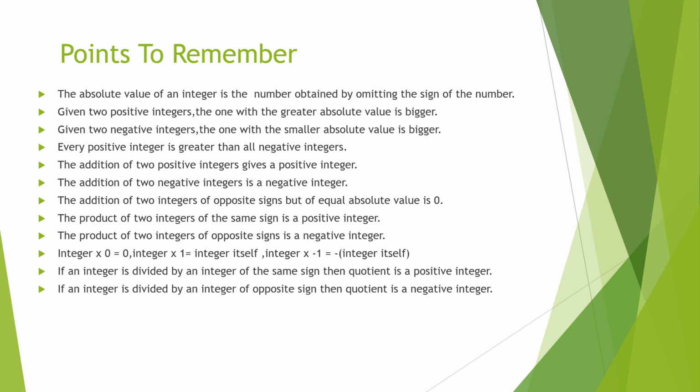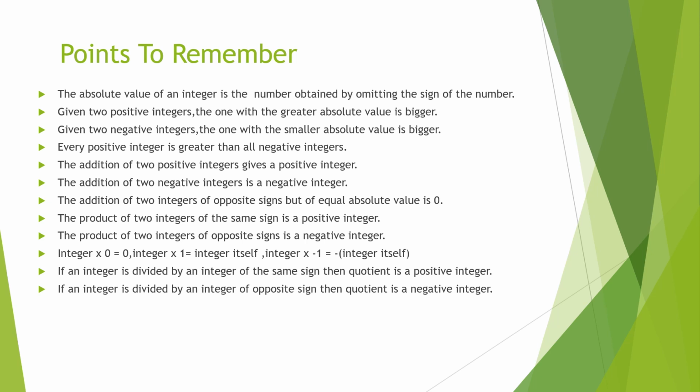The addition of two positive integers gives a positive integer. The addition of two negative integers is a negative integer. Addition of two integers of opposite sign but of equal absolute value is 0. So, if we take two integers with the same absolute value and opposite sign, then the addition will be 0. For example, if we take 7 and minus 7, then their sum, 7 plus minus 7, is equal to 0.